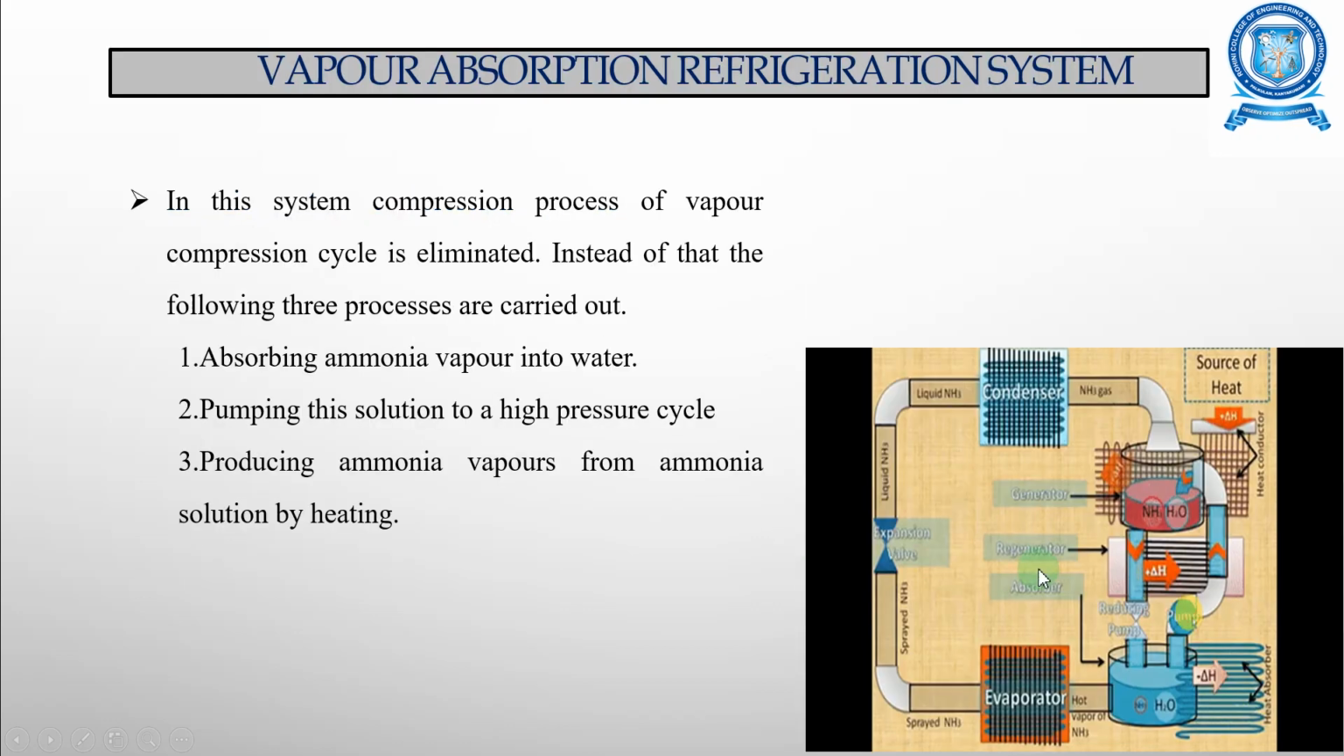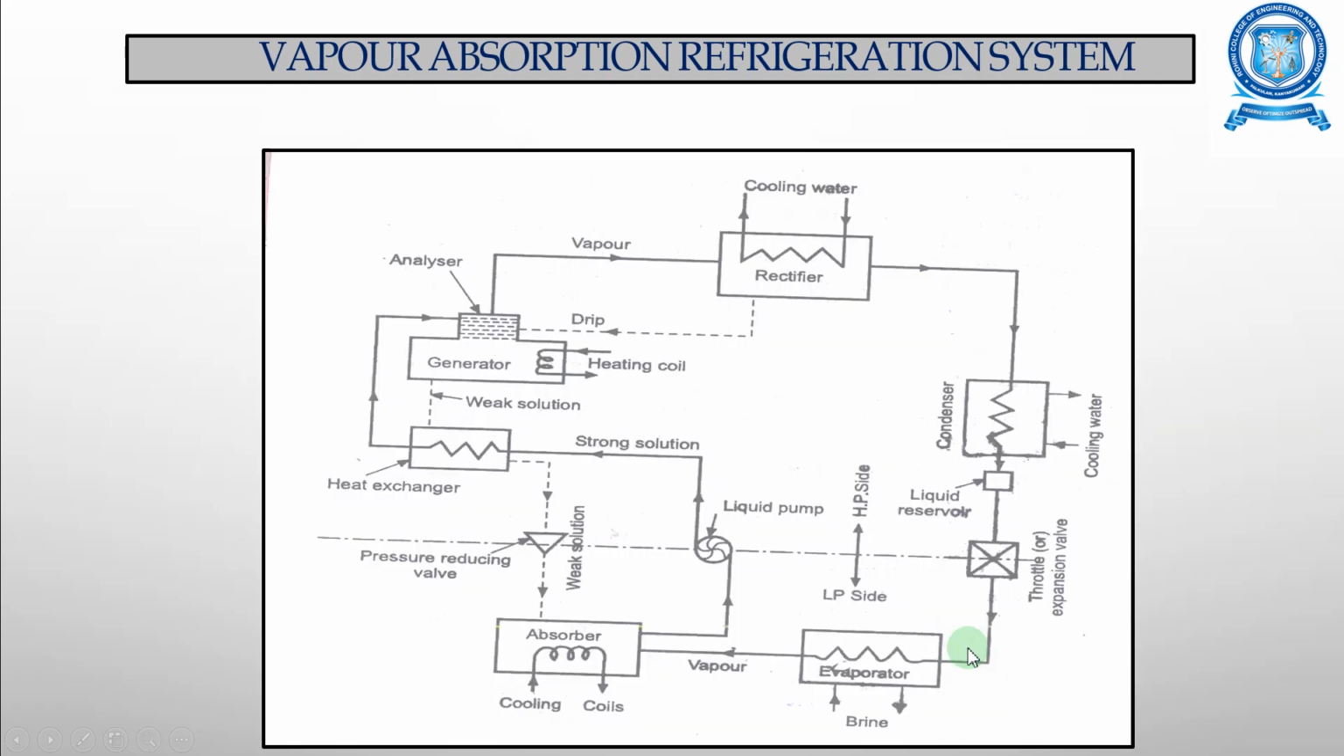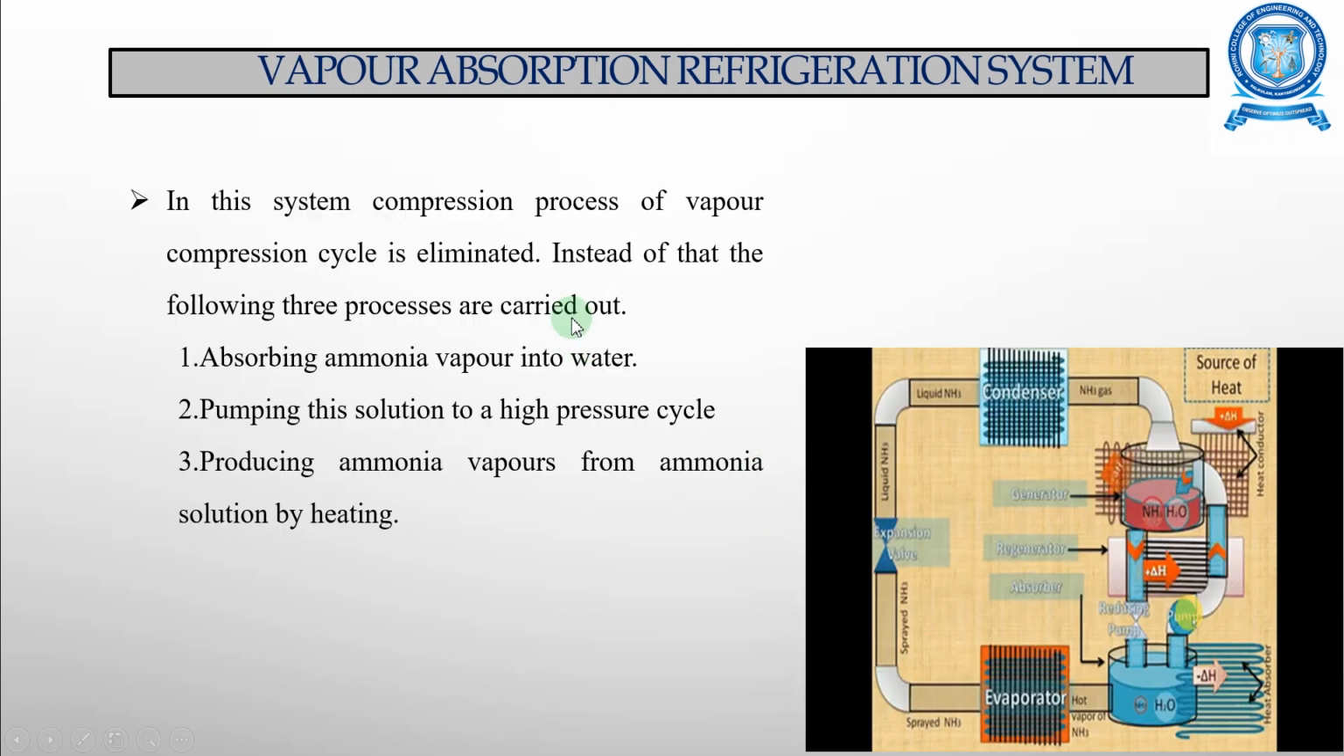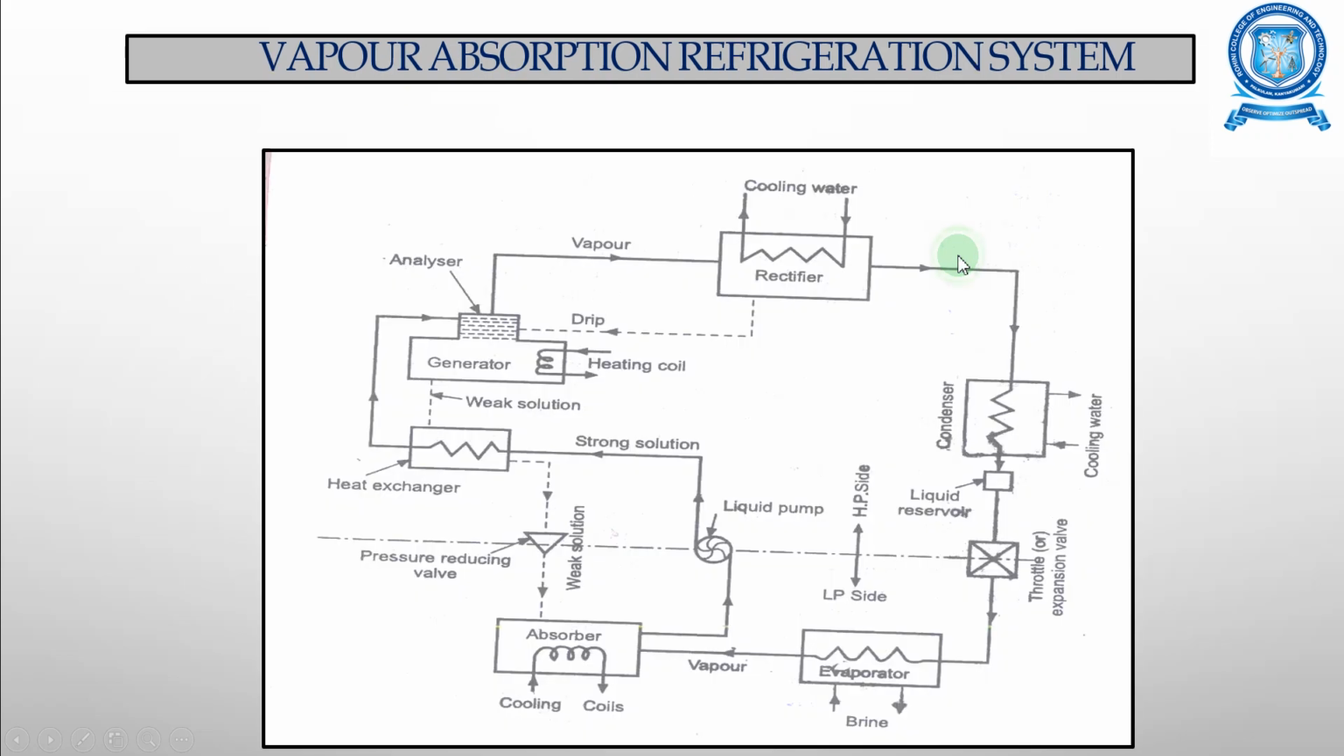Coming to the vapor absorption refrigeration system, the compression process of the vapor compression cycle is eliminated here. Instead of that, you have the following processes: absorbing ammonia vapor into water, pumping the solution to high pressure, and producing ammonia vapors from the ammonia solution by heating. These are the components.